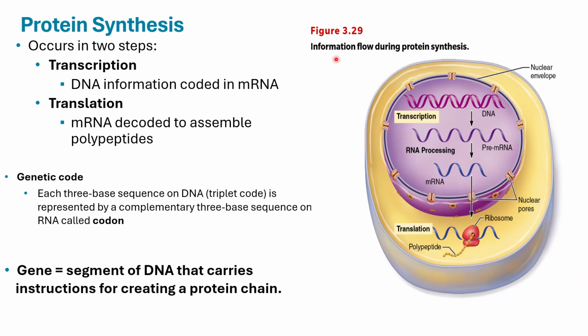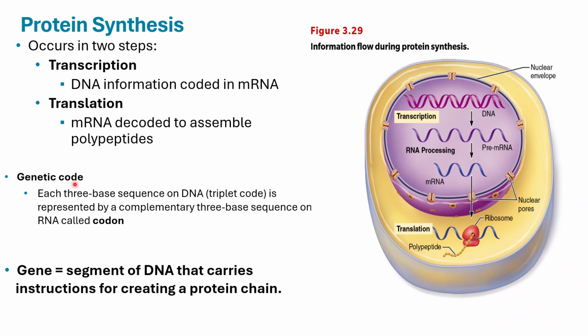We have the information flow during protein synthesis. First, we have DNA that is going to go down through RNA processing, and it's going to turn into pre-mRNA. It's going to process again, and it's going to turn into messenger RNA. That process is called transcription. It's going to leave the nucleus and go out into the cytoplasm, and it's going to undergo translation. That's where it's going to become a polypeptide.